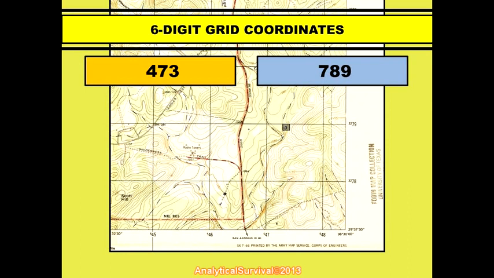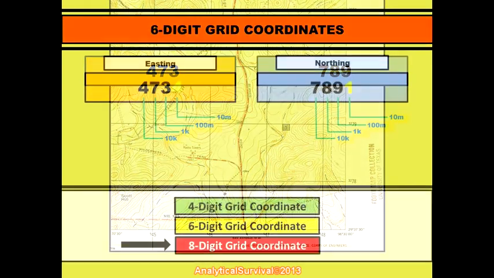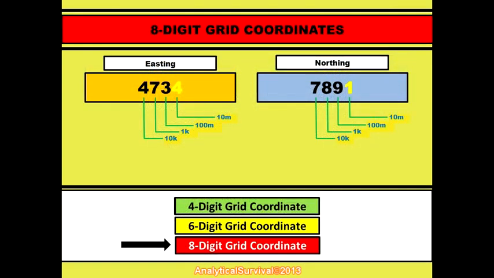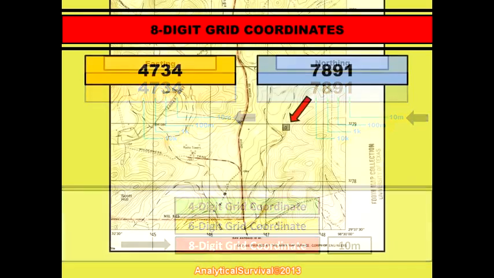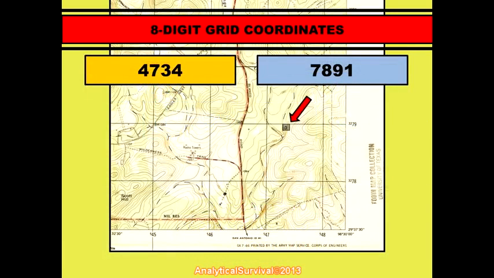Now, if we wanted to get even more accurate than this, we can plot down to a 10-meter square. And to do this, you would need, you guessed it, an 8-digit grid coordinate. And as I said, it would get us down to a 10-meter square accuracy. Okay, let's plot it. Well, we already know that we're in this 6-digit coordinate, or 100-meter square. We just need another type of protractor to measure in tiny 10-meter increments.